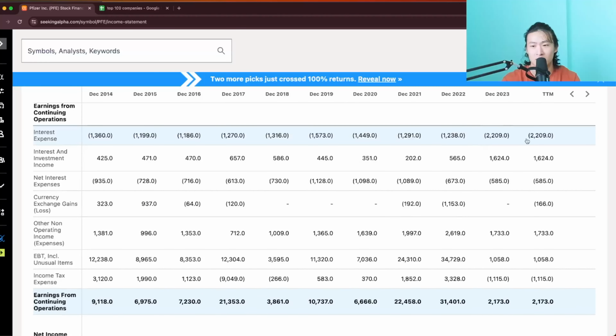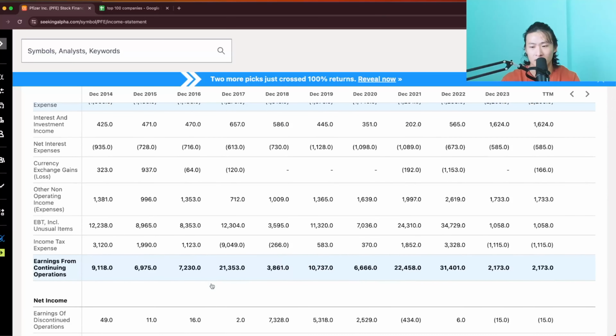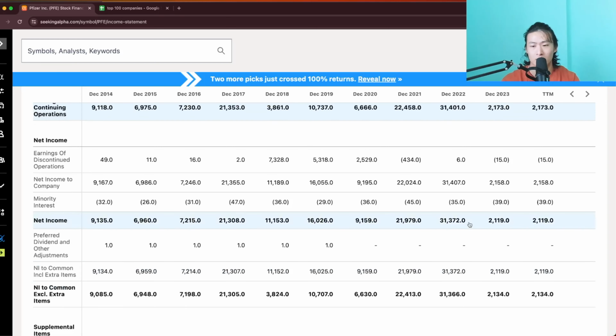Interest expense in the trailing 12 months or year 2023 is at $2.2 billion. It used to be around the low $1 billion range. And moving on to earnings from continuing operations, it is right now at $2.1 billion, down massively from the $3.1 billion that was in 2022. Net income is also at $2.1 billion.